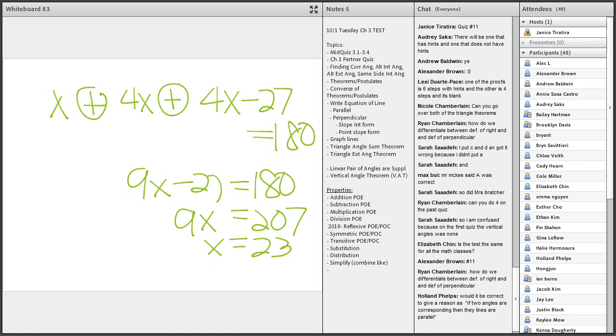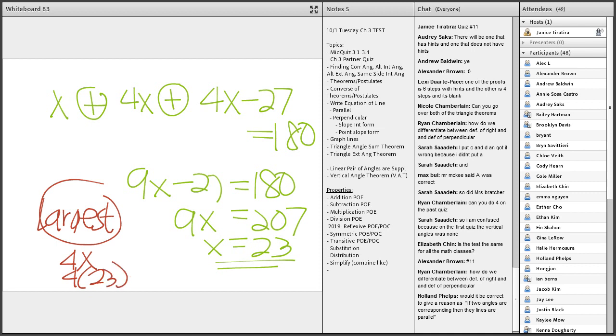And then it only asks you to solve for the largest. Now on the test, it might ask you to plug everything back in, like find the smallest, find the medium, find the largest. So this one, the largest is 4 times x. You plug in the 23 and you get 92 degrees.